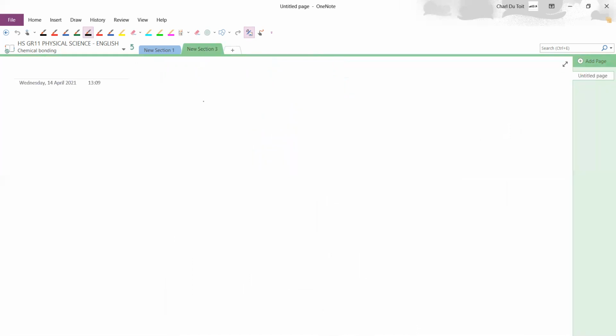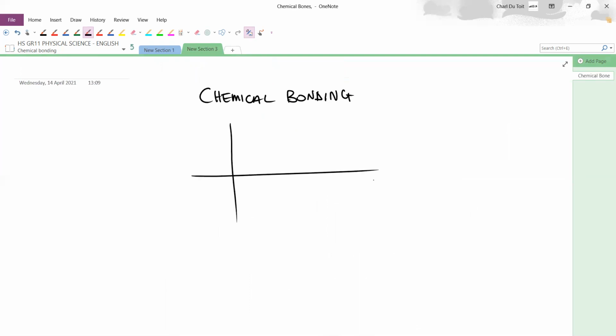Okay, so chemical bonding. Now, what I'm going to do now, we don't have enough time to go through the whole chapter. There's a section we have a graph that basically looks like this. That section we're not going to do. You have to study that. Yes, sir. Okay, so what are we going to do today?